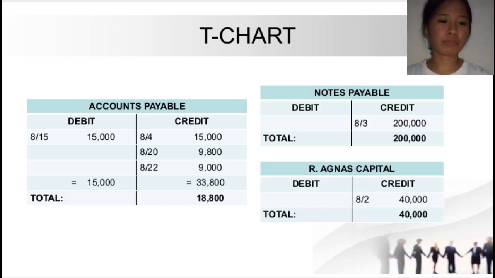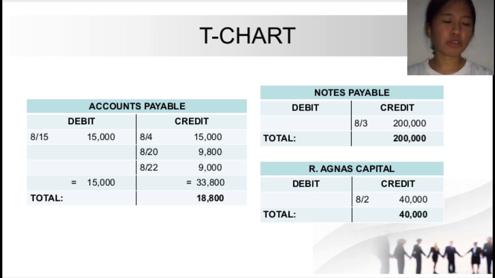However, on August 15, there's a debit of 50,000 pesos. This means the business made a partial payment, reducing the amount owed. So when we subtract the 15,000 payment from the 33,800 total payables, we are left with an outstanding balance of 18,800 pesos.